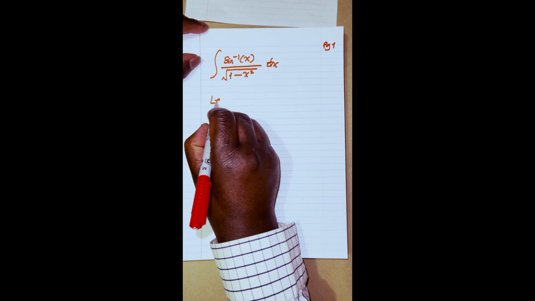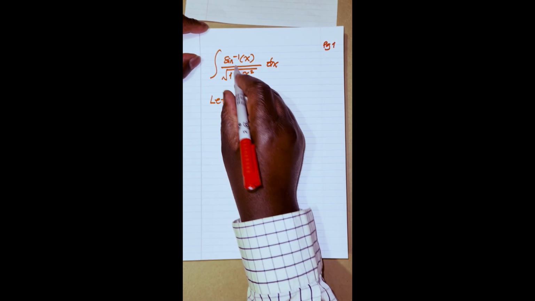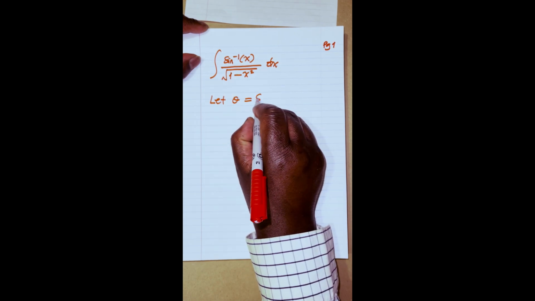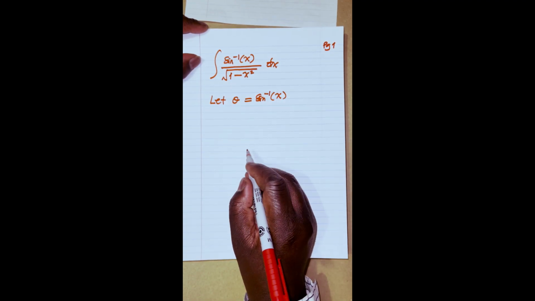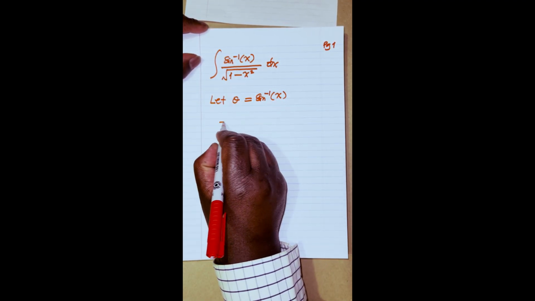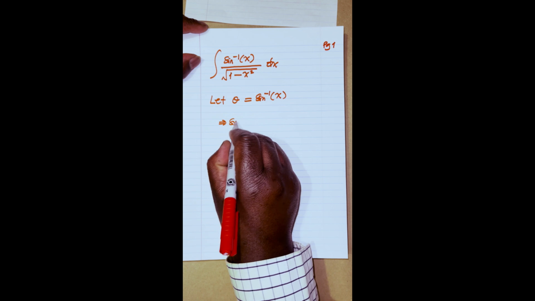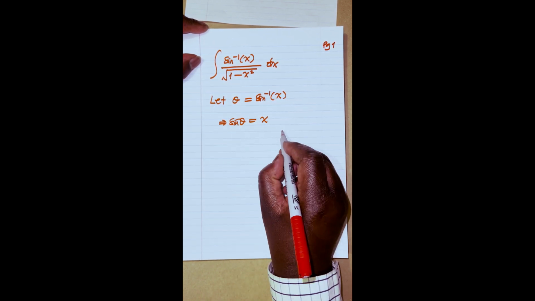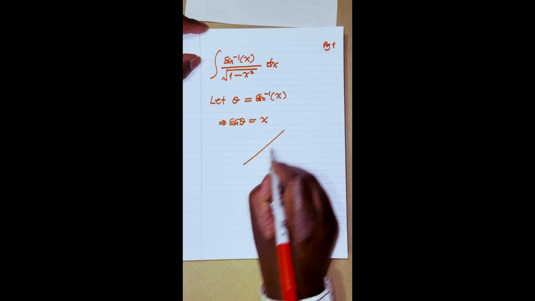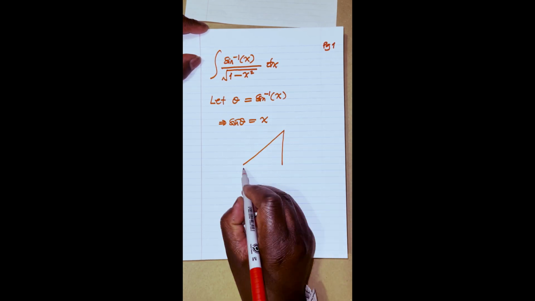We let theta be equal to arc sine or sine inverse of x. Now you'll agree with me that this equation implies sine of theta is equal to x. Now let's define theta straight away in a right angled triangle as follows.